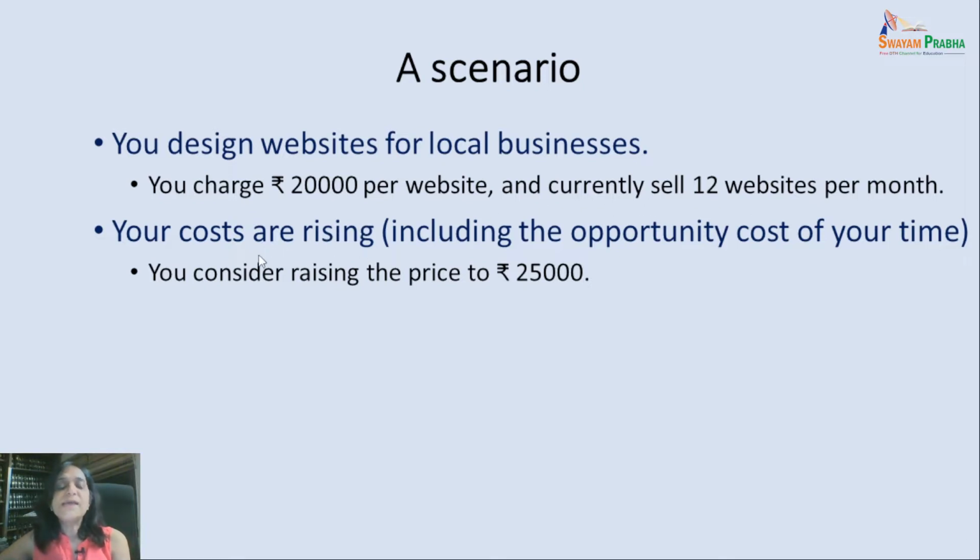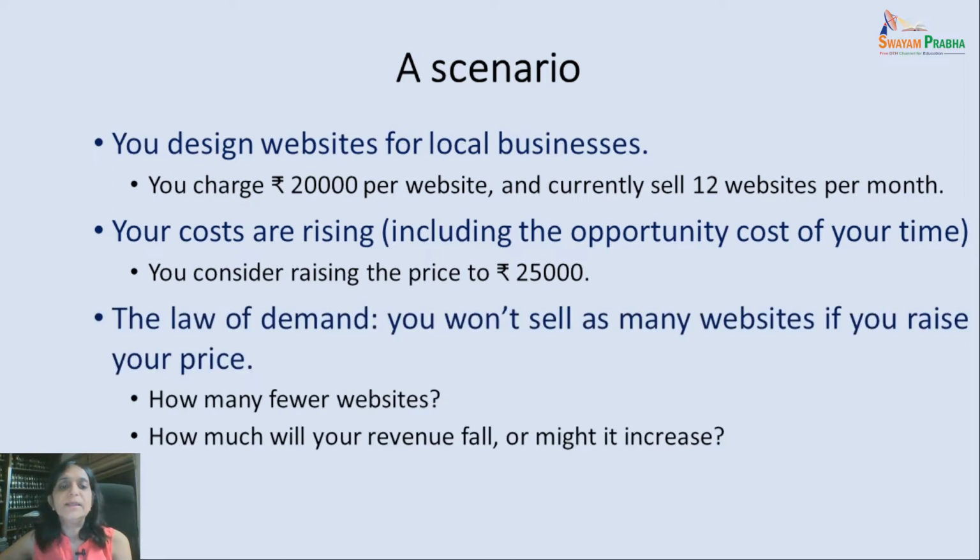What you see is that your costs are rising: the cost of production, the labor cost, and of course the opportunity cost of the time you are spending in designing these websites. Now with the increase in the cost, you consider raising the price of designing per website from 20,000 rupees to 25,000 rupees. This means you are considering a price rise. The law of demand would just tell you that you won't be selling the same number of websites if you raise the price from 20,000 to 25,000.